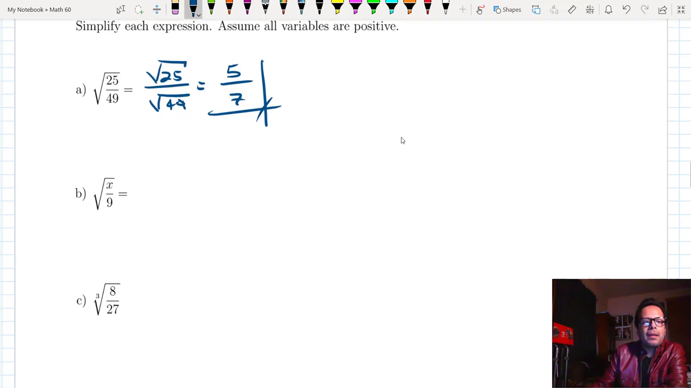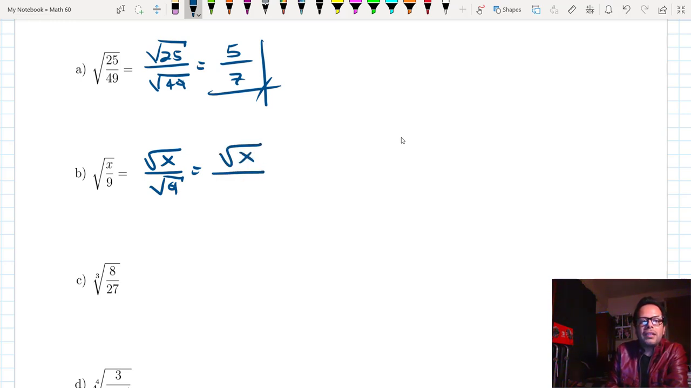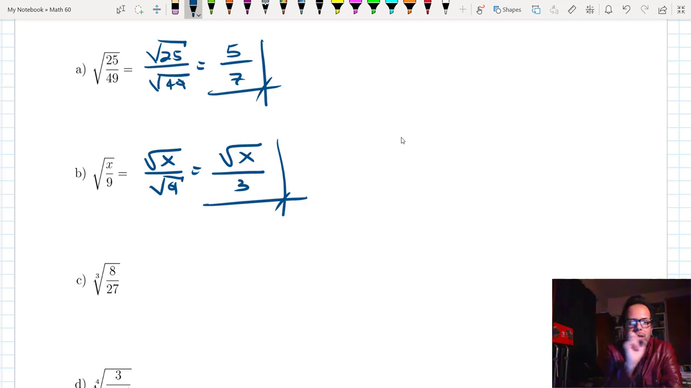Letter B, the square root of x divided by 9, so this is the same as saying the square root of x divided by the square root of 9. Well, in this case, we don't know what x is, so we just leave it as it is, square root of x, and the square root of 9 is 3. No need to do anything further.